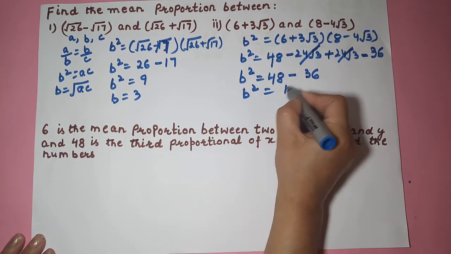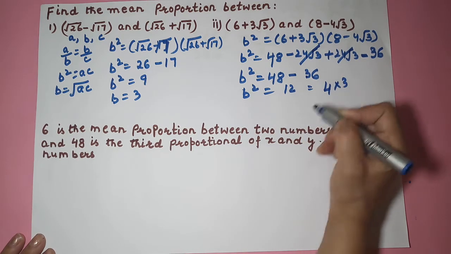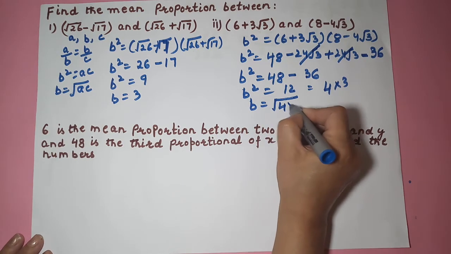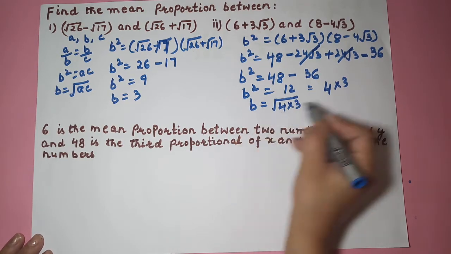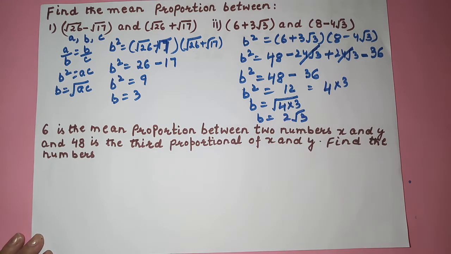B square is equal to 12, which you can write as 4 into 3. So your B is equal to under root of 4 into 3. So 2 will come out. So finally your B is 2 root 3.